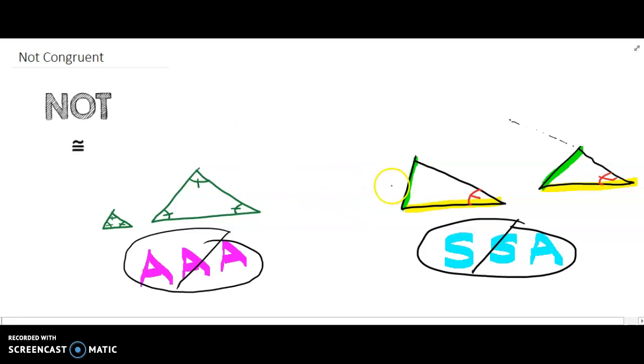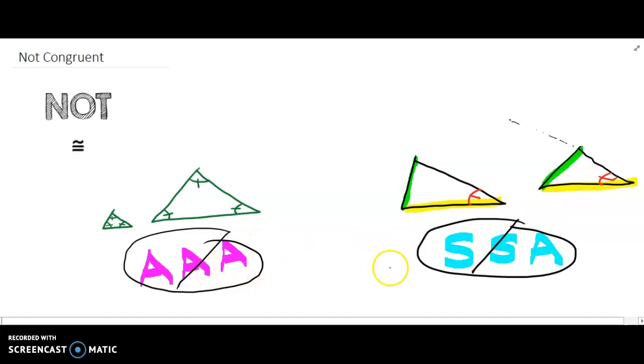And also, the side-side-angle theorem is not a thing. Here's an example. The green sides are congruent. The yellow sides are congruent. The red angles are congruent, but clearly these triangles are not congruent. So don't use either one of them.